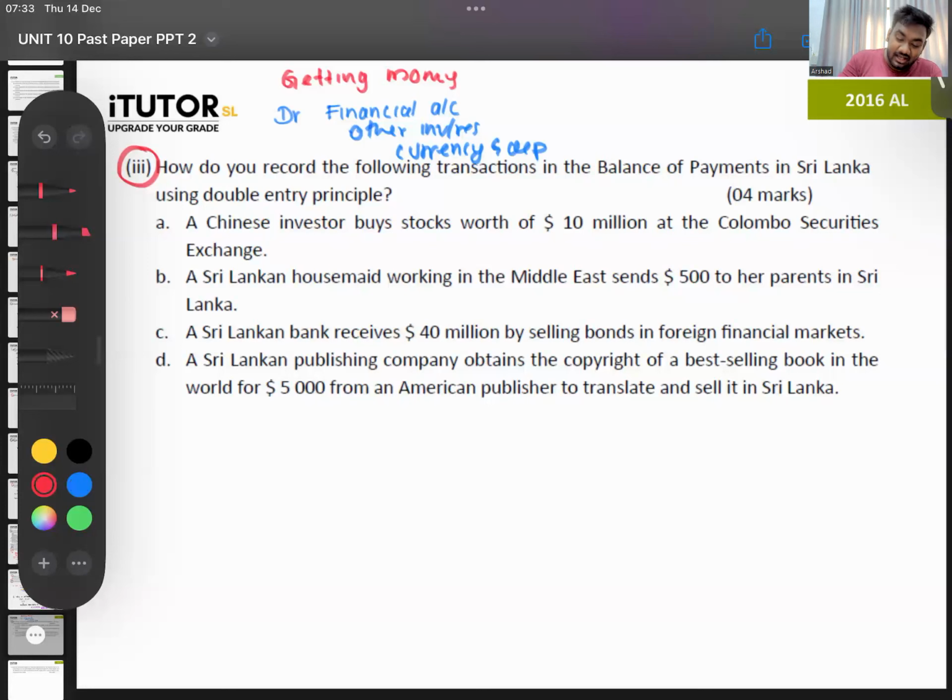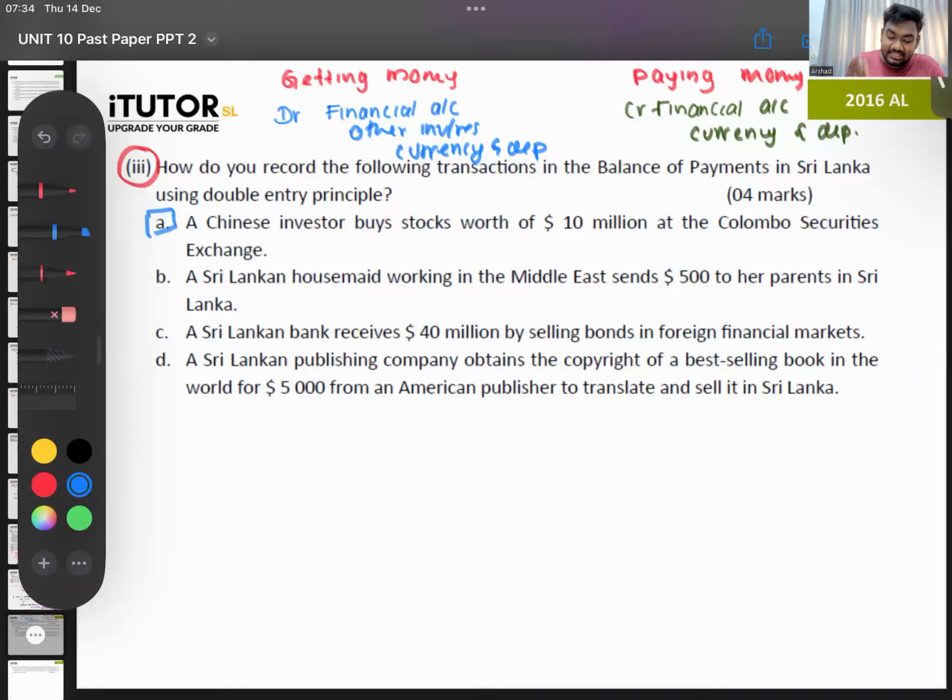And whenever Sri Lanka is paying money, then the double entry becomes credit financial account, currency and deposit. So always have that in mind. Once you figure out one side of the transaction, figuring the other side is very easy. If this is debit, the other entry is credit. So we'll go one by one and see. Think like the way that I am thinking.